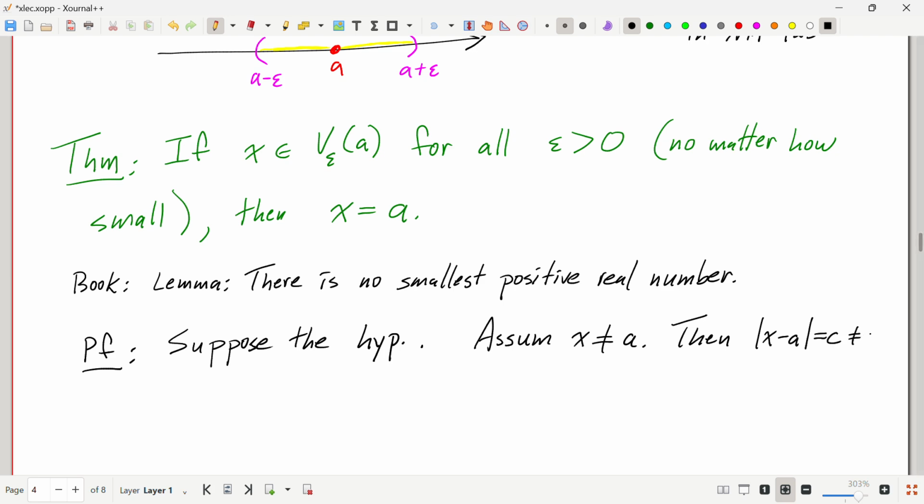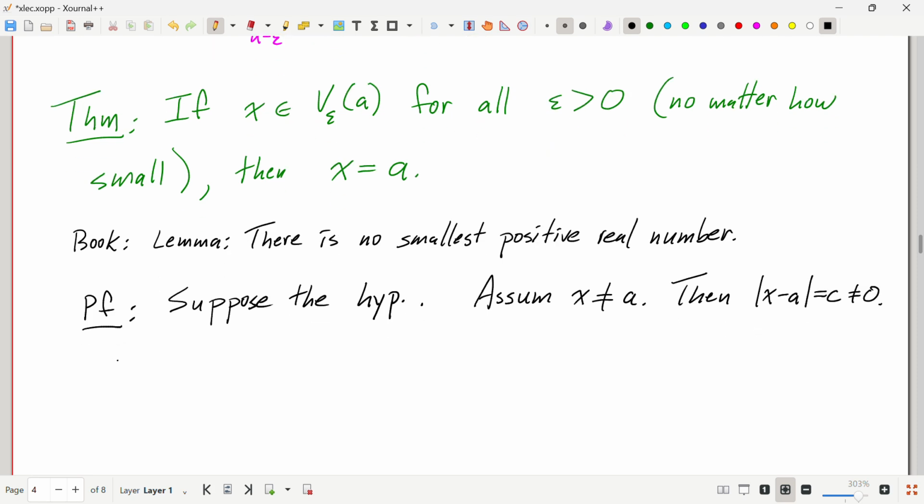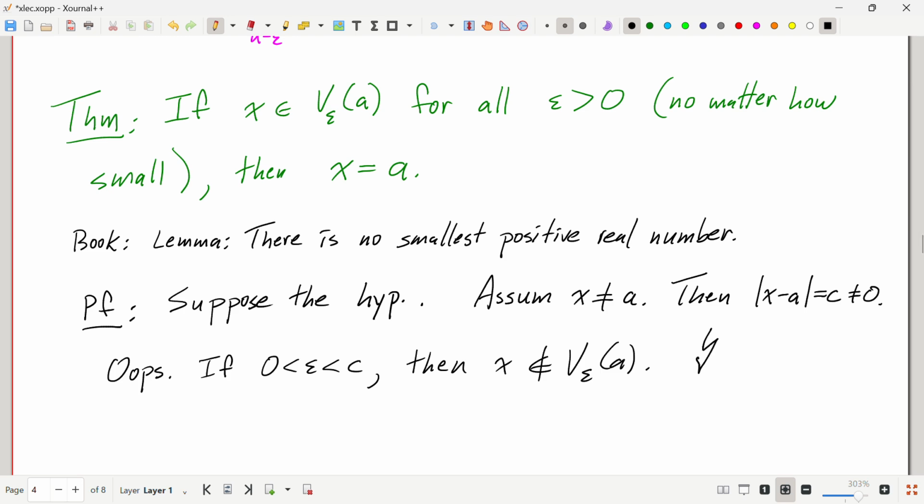Call it c. And then it's clear that if you take epsilon less than c, so if 0 is less than epsilon is less than c, then x is not in the epsilon neighborhood. And that's contrary to our hypothesis. So my assumption was wrong. x has to be equal to a.